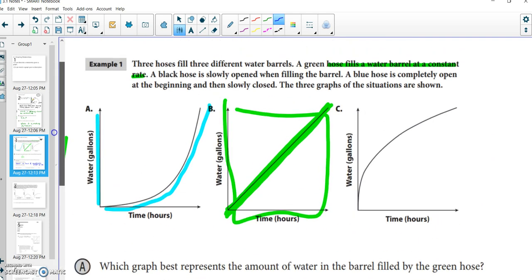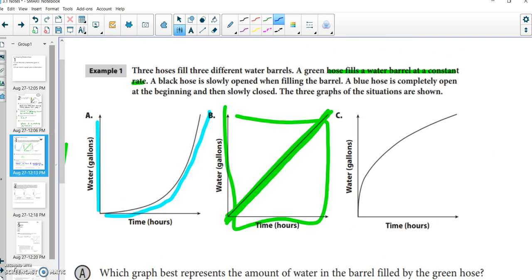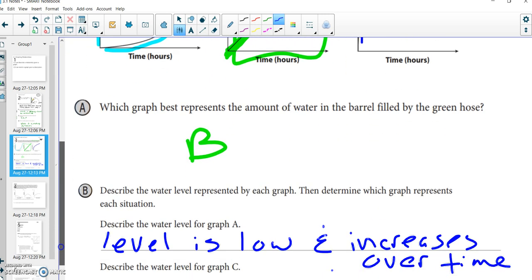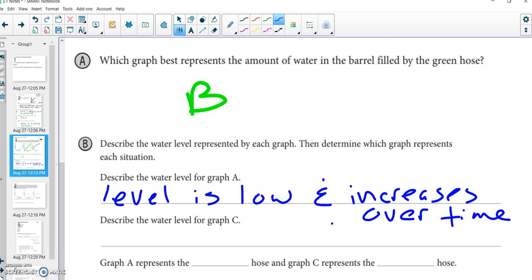For letter C here, notice that it shot up really fast and then it got slower and slower to rise. So for letter C, it increased rapidly in the beginning, and then slowed down.